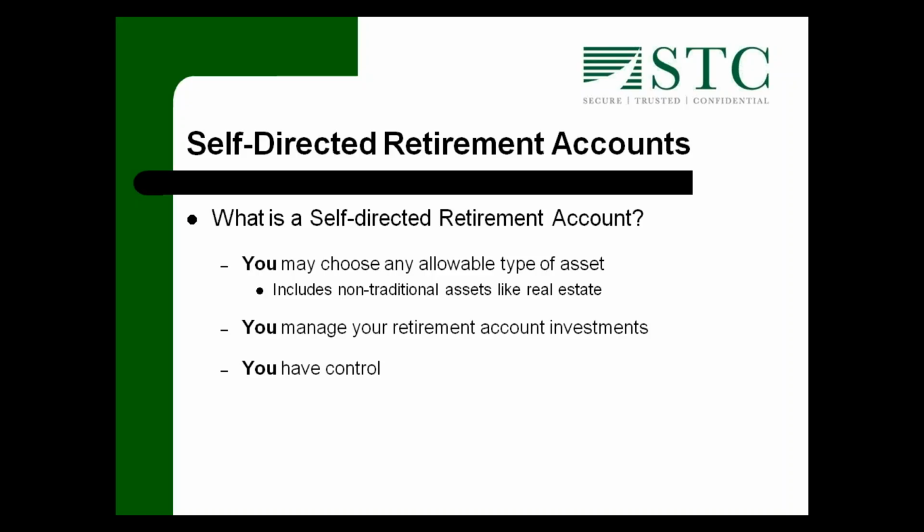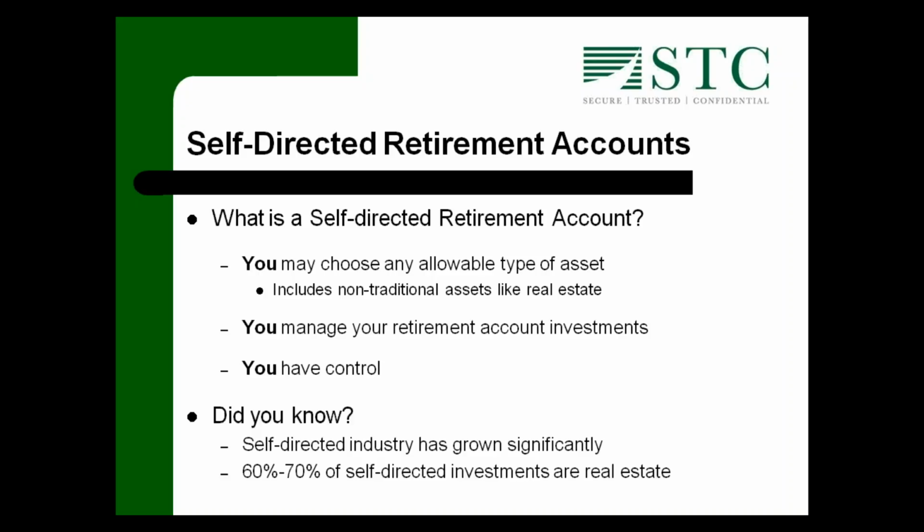Self-directed also means that you, the retirement account owner, manage your retirement account investments. So if, for example, you purchase a piece of property and you decide you're going to rent it, you would be the one to make the decision on the rental rate, what tenants you wanted, and if you were going to make improvements to the property, what those improvements would be, etc. You would make the decision. So you truly do have control over what's happening in your retirement account.